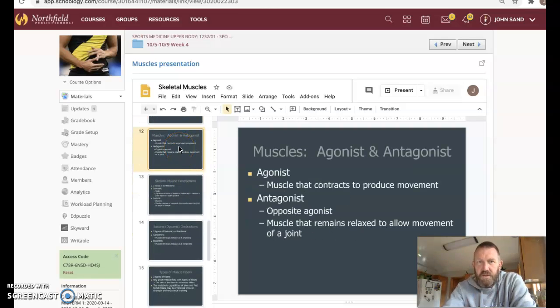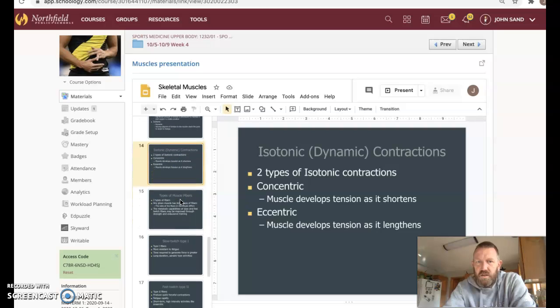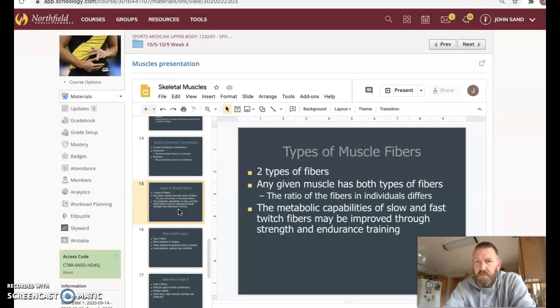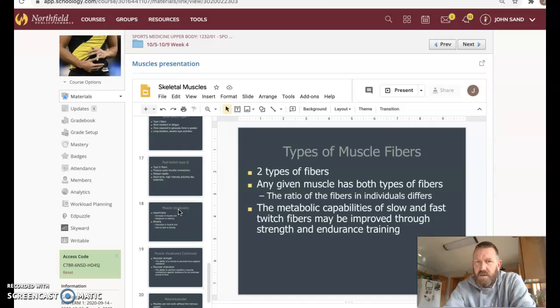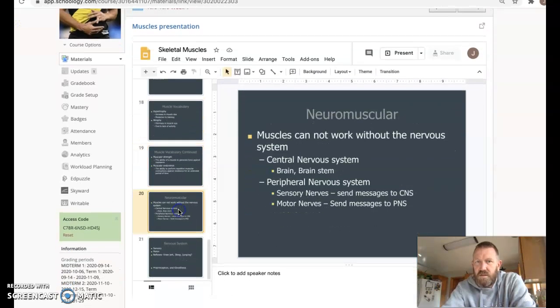Okay. Then there's some more terms. Agonist, antagonist, isometric and isotonic, eccentric, concentric, okay, slow twitch fibers and fast twitch fibers, hypertrophy and atrophy, muscle strength, muscle endurance, and then understanding that neuromuscularly speaking, muscles only work when nerves tell them to do. So the test will be knowing all the names of the muscles, knowing all the names of the bones.